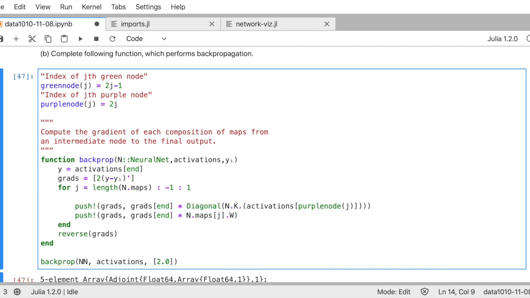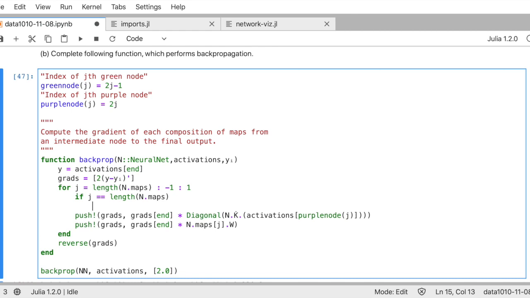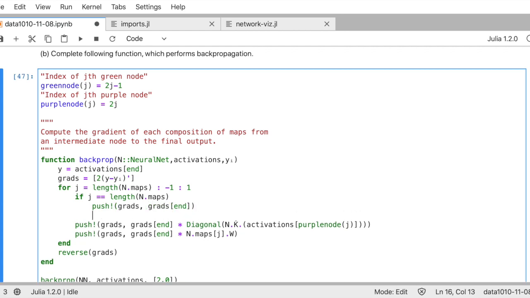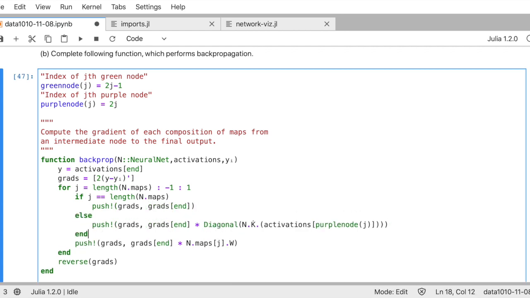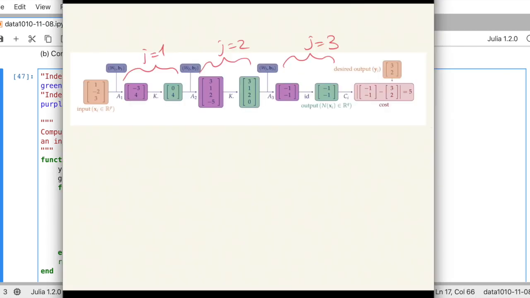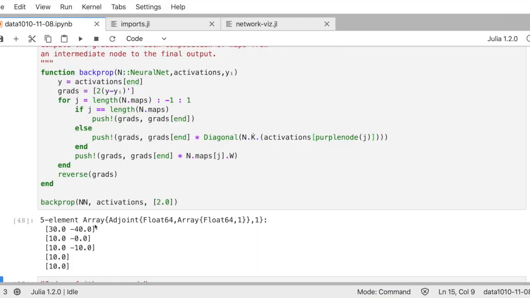And that's pretty much it, except if j is equal to the length of n maps, we're looking at the end. Remember that we are not using an activation there, or rather we're using the identity activation. So what we want to do is multiply on the right by the identity matrix. In other words, just do nothing. And only if j is less than the length of n maps are we actually computing this k dot thing. So again, that's because this is the identity and these are actual k's. So we get a list of adjoint matrices, list of row matrices. And that makes sense because they represent the derivative of a scalar with respect to a vector.